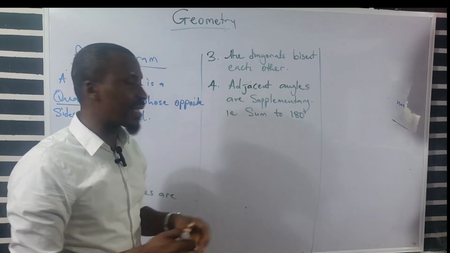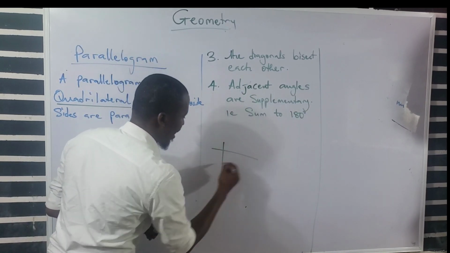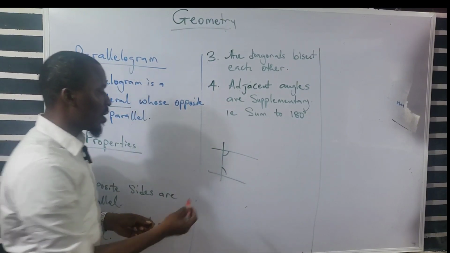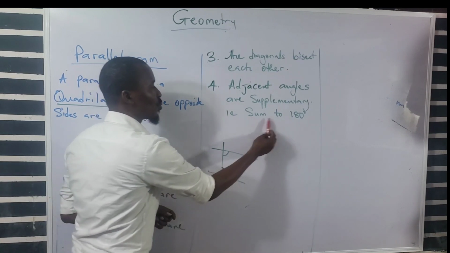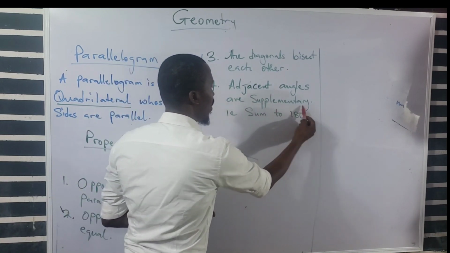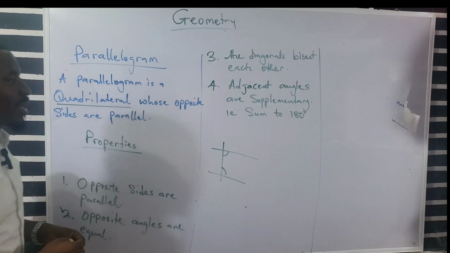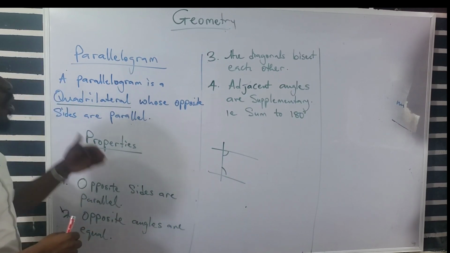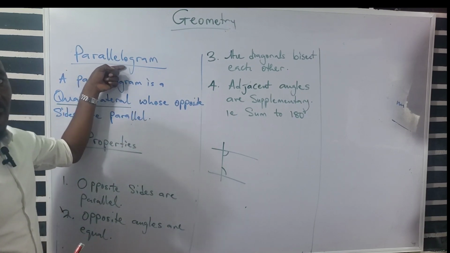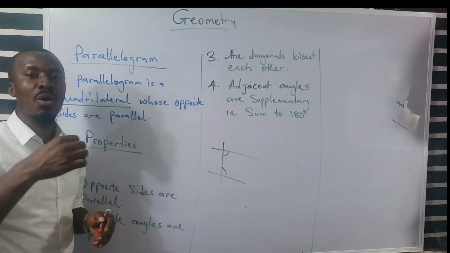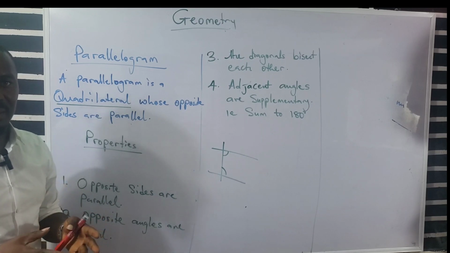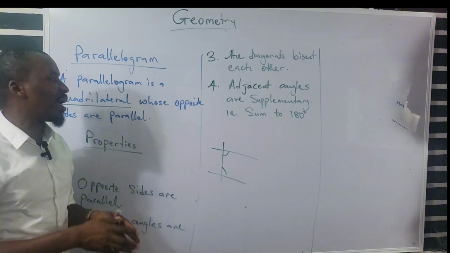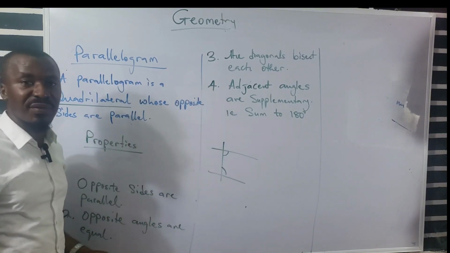Now, what we mean by adjacent angle, let's say, for example, I have something like this. These two angles are adjacent to each other. Okay. So the two angles there, they sum to what? 180. That's the meaning of supplementary angle. So let us now look at all the shapes under parallelogram and see if they have their own properties that are unique for each of them, including the ones that we have discussed so far.